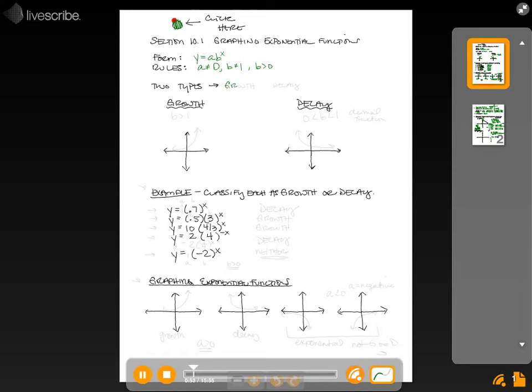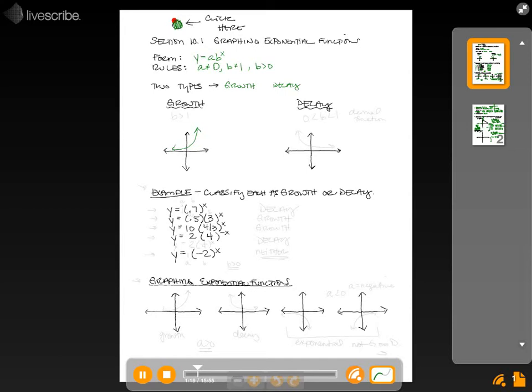Now there are two types of exponential functions. There are growth functions and there are decay functions. Alright? It's a very easy way to tell the difference. For growth, here's the graph for growth. It starts out small and then it grows as it goes to the right hand side. Okay, it gets larger. Your y values will get larger as your x values increase.